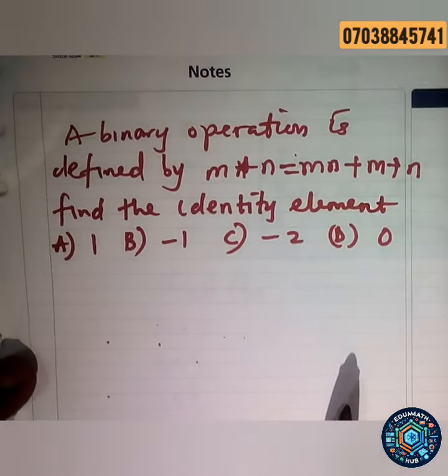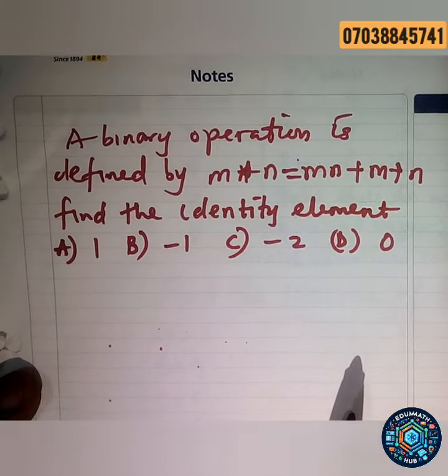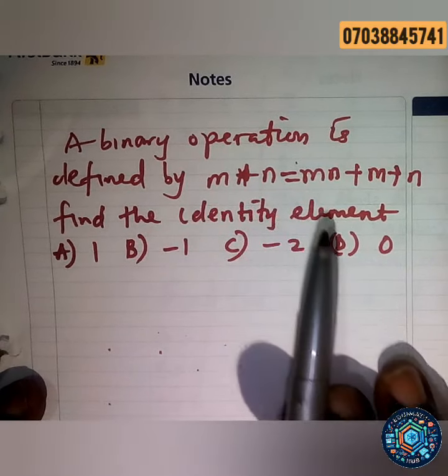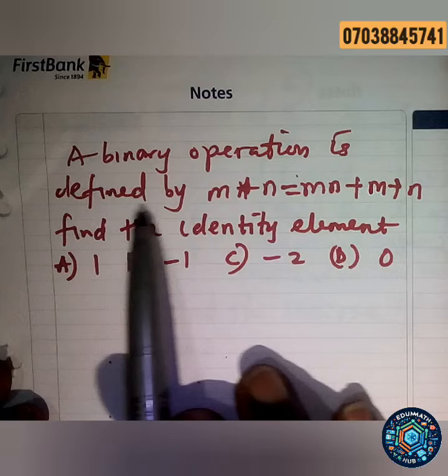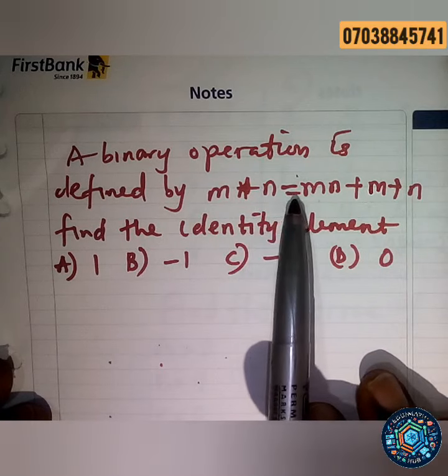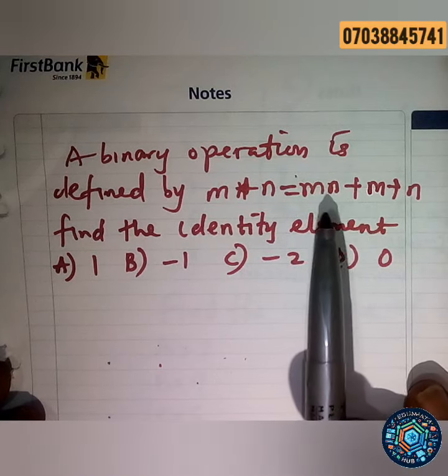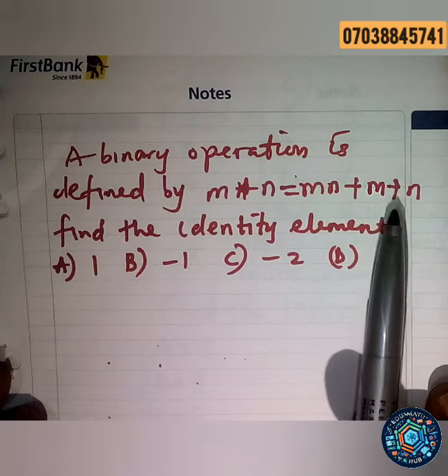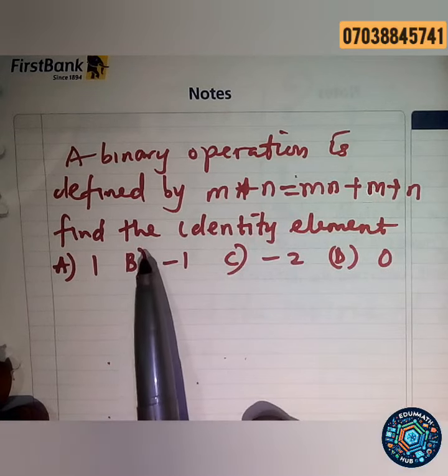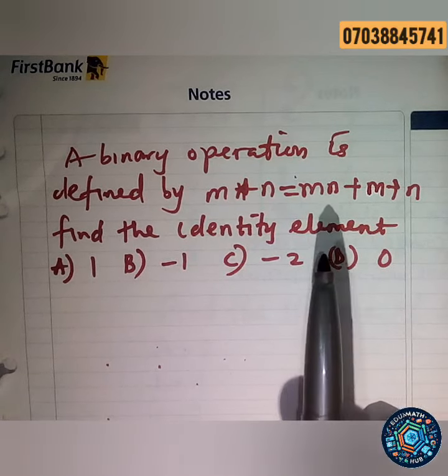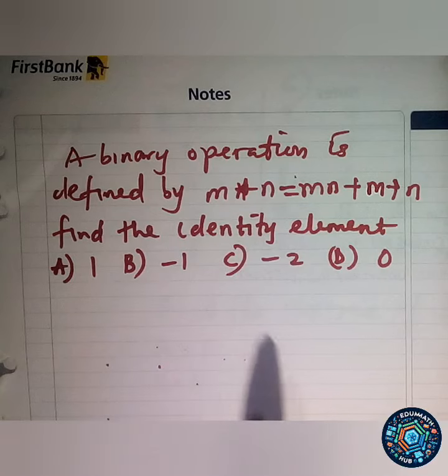Now for this next question, we are told that a binary operation is defined by m operator n equals mn plus m plus n. And we have to find the identity element. Very simple, very, very simple. The first thing to do is to see what an identity element is.